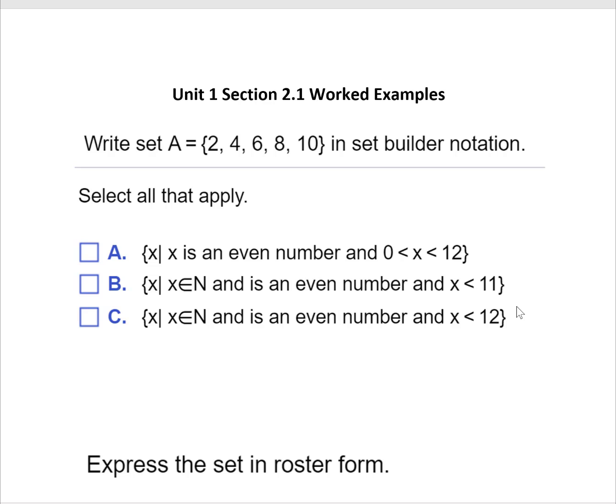So what's common about these elements is they're even numbers and they're between 2 and 10 inclusive. And let's look at the three choices. The answer says select all that apply, so it's possible there's more than one correct answer here.